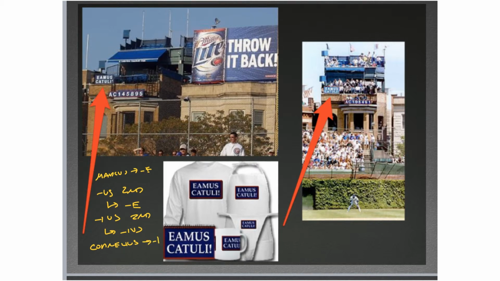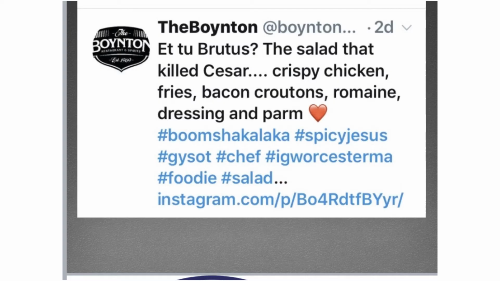All right, Catuli, let's go Cubs. Catuli is that -i ending because it's just the nominative plural, and so it's the vocative plural, and so it's the same form as the nominative plural. All right, and this is actually a tweet from a restaurant where I live, but can you pick up the mistake? Right, et tu Brutus. That, of course, should be Brute. And that's that -us to -e vocative that happens.